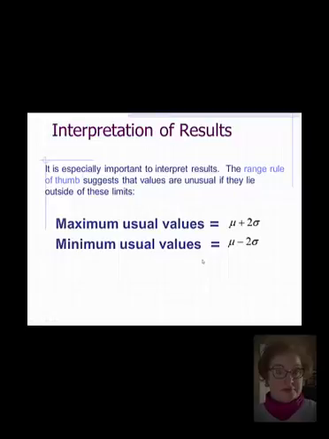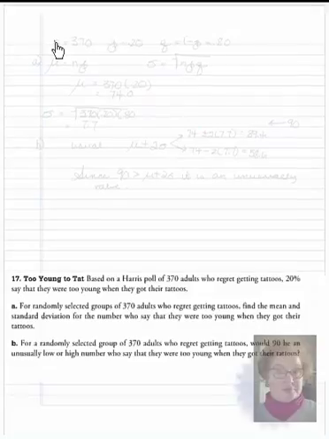Now, one of the things that we need to be able to do is interpret the results. So we use the range rule of thumb. Again, our usual values are the mean plus or minus 2 standard deviation units. Let's look at some examples.